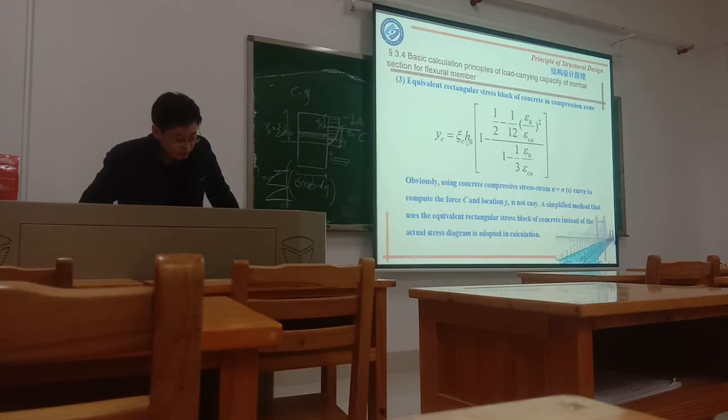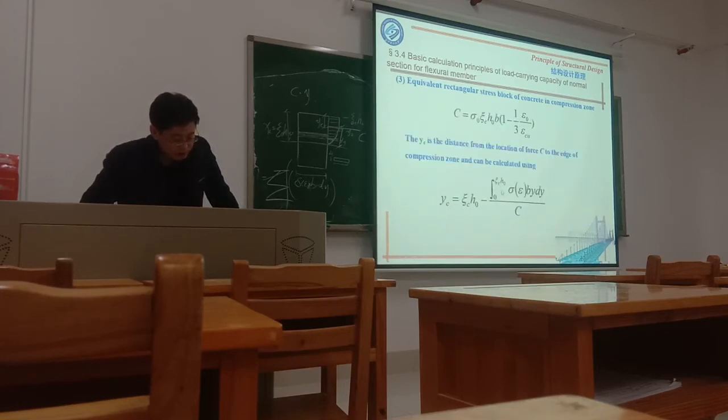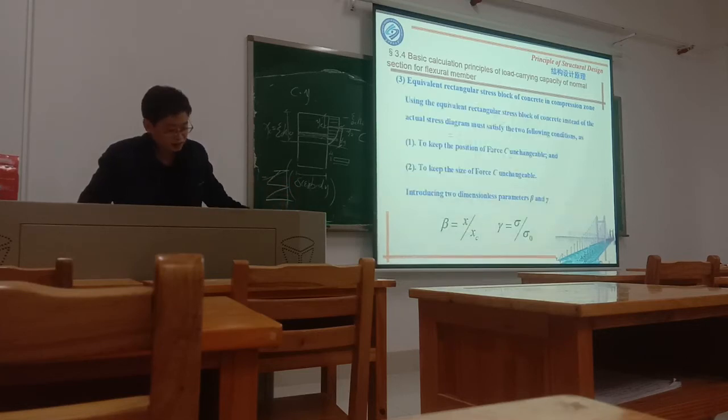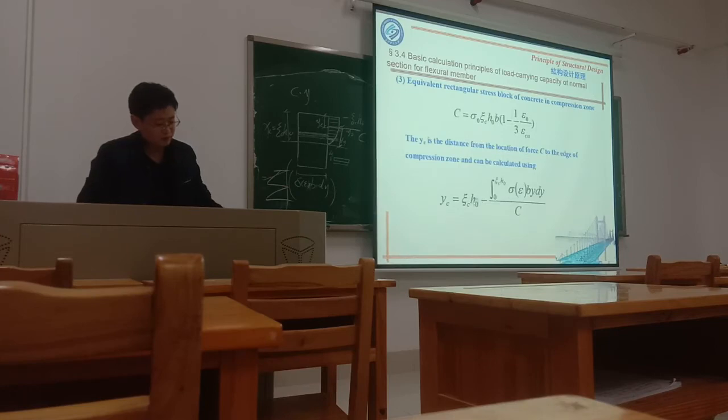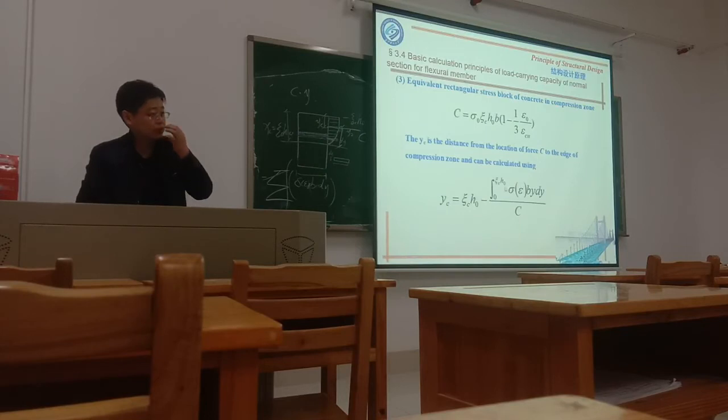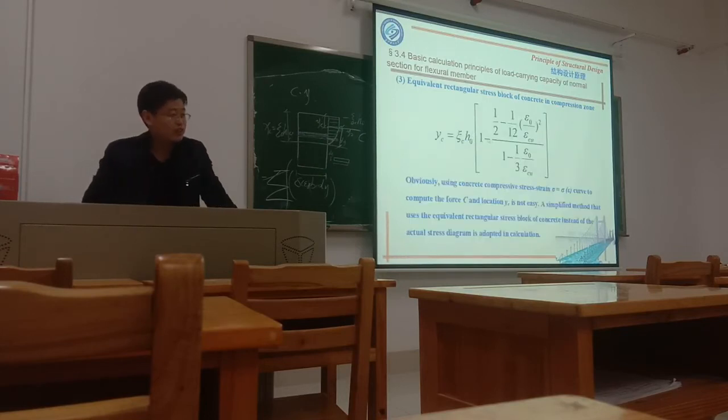So this YC equal to this, just move this, because you see H0 is outside from this formula, and do this integral. Finally, you find this result is like this. It looks so complicated. So basically, using this concrete compressive stress strain curve to compute the force C and the location C is not easy. It's so complicated.